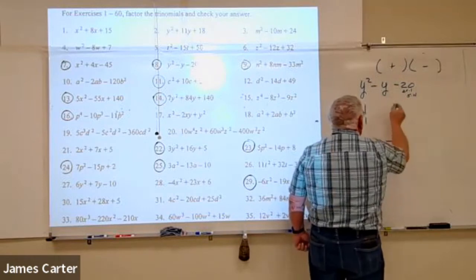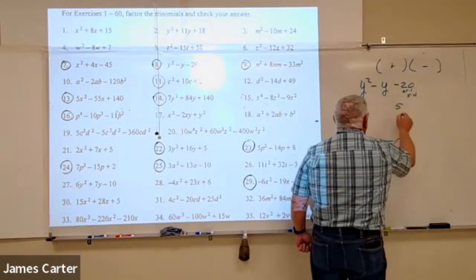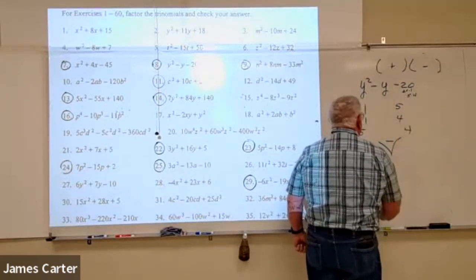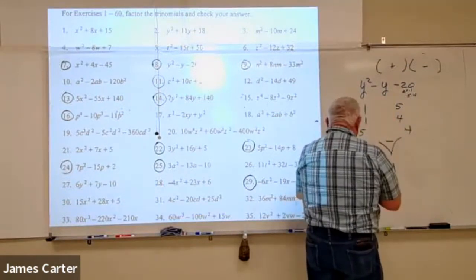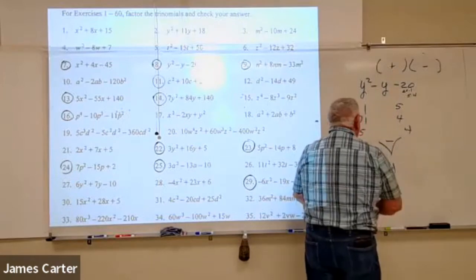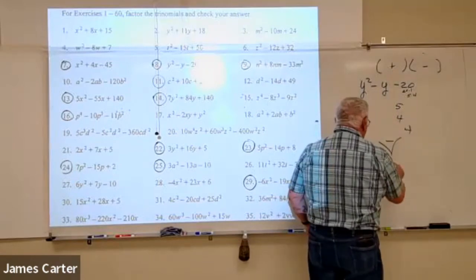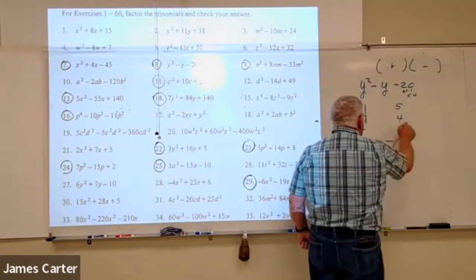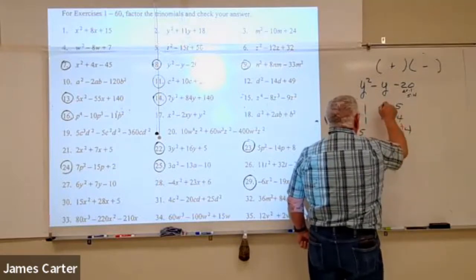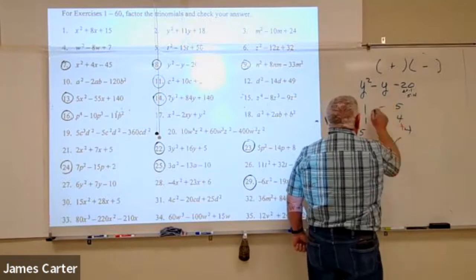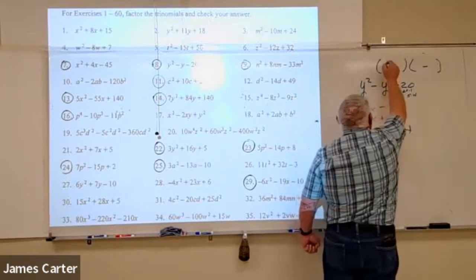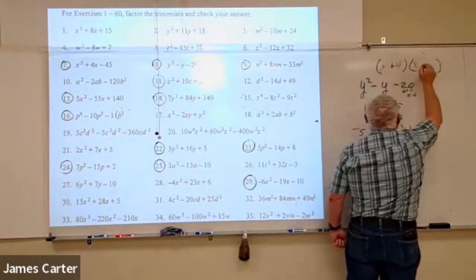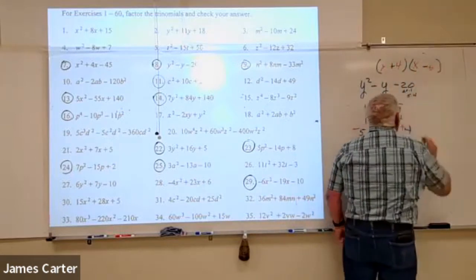Now, 5 minus 4 is 1. Ding. Rule of signs. That 1 has to be negative. So the biggest one has to be negative. So here's the positive and here's the negative. And put in the x's. And you've got x plus 4, x minus 5.